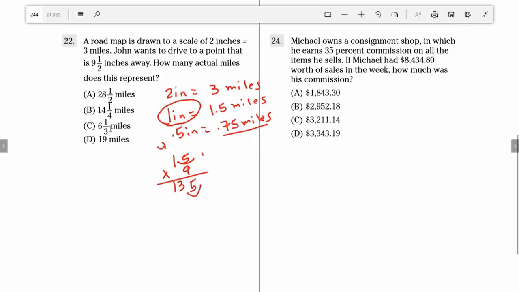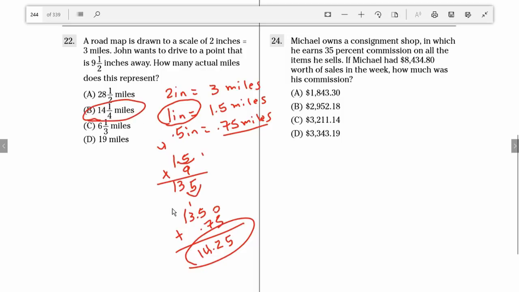Again, that's 9 inches. We still have this half inch to account for, so we have to do 13.5 plus 0.75. 0 plus 5 is 5. 7 plus 5 is 12. Carry the 1. 3 plus 1 is 4. 1 plus 0 is 1. So we know this is 14.25 miles. Again, 0.25 is equivalent to 1/4.